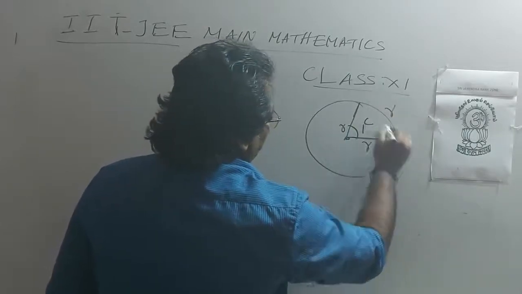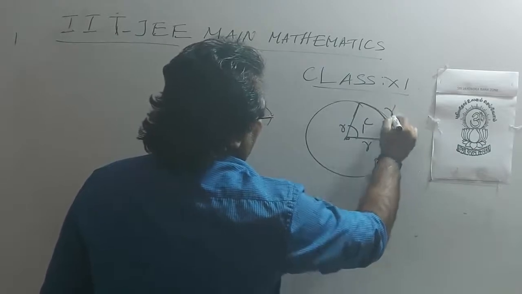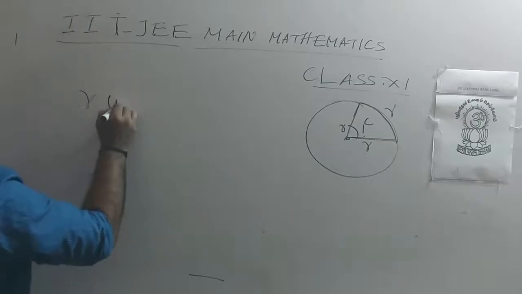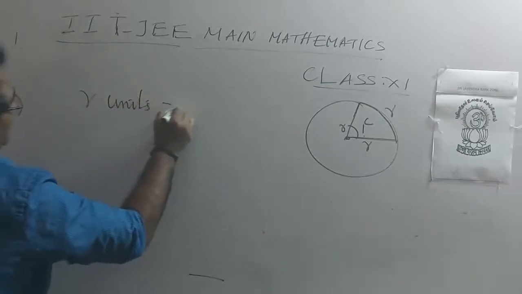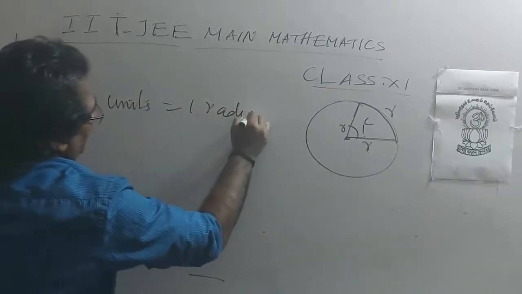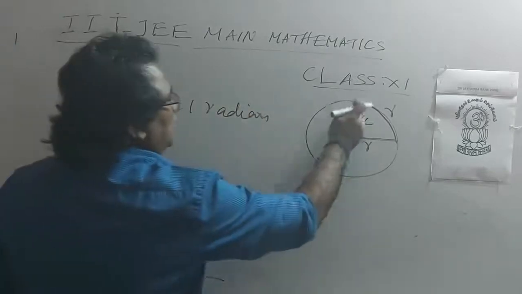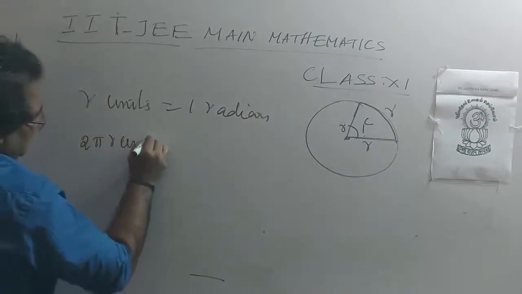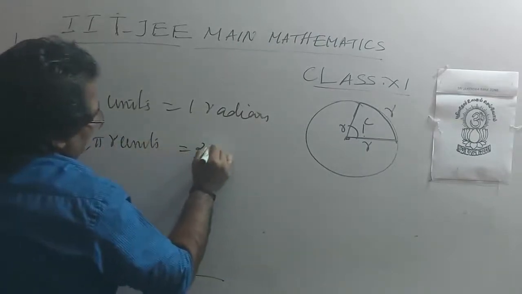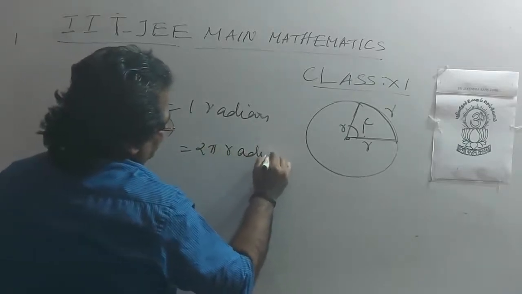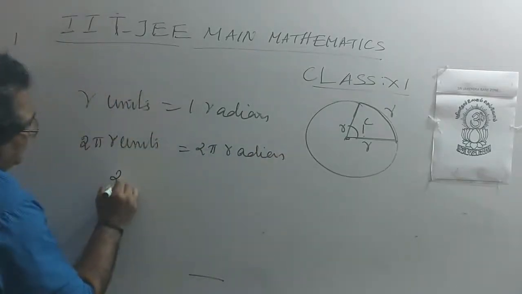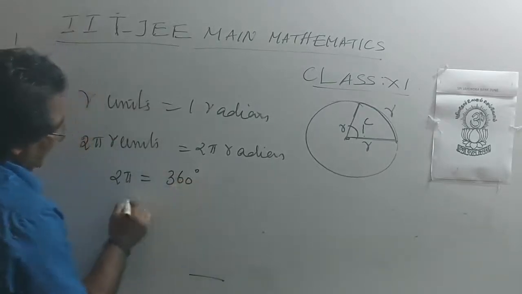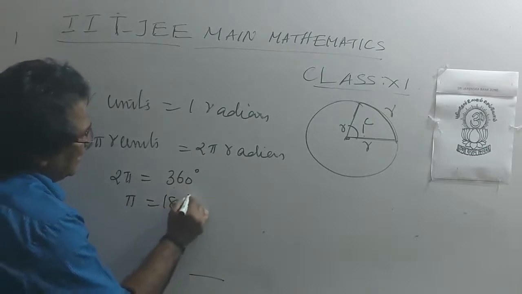Suppose the radius is r units. An arc whose length is equal to r will make an angle at the center, and that is called 1 radian. r units will make 1 radian. The total length of the circle is 2 pi r units, that is 2 pi radian. 2 pi radian in terms of degree is 360 degree. Pi radian equals 180 degree.